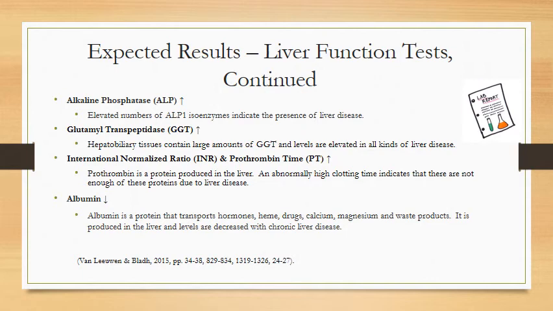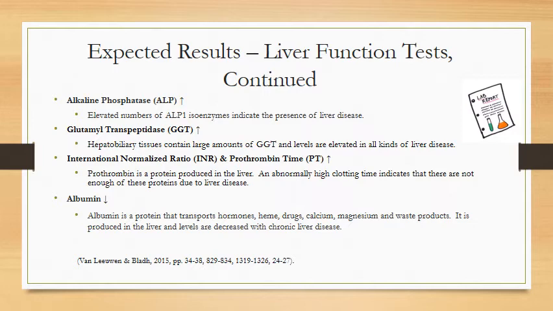There are 4 other liver function tests that are commonly used to detect hepatitis. All of these tests will have abnormal results in the case of hepatitis because when the liver isn't functioning properly, certain proteins and enzymes are not processed or produced the way that they normally are. The first is alkaline phosphatase, or ALP. This test will come back elevated because ALP1 isoenzymes indicate the presence of liver disease.